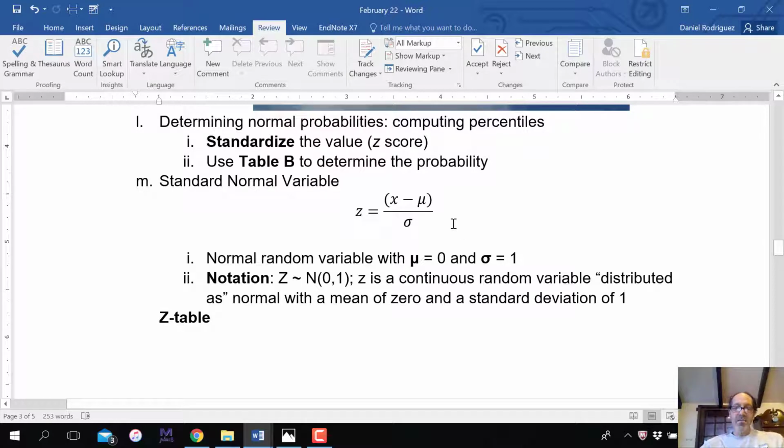If I take a person who scores 85, 85 minus 100 is minus 15. Minus 15 divided by 15 is minus 1, so that individual is one standard deviation below the mean. So in a sense, we're putting everybody's score into standard deviation units.